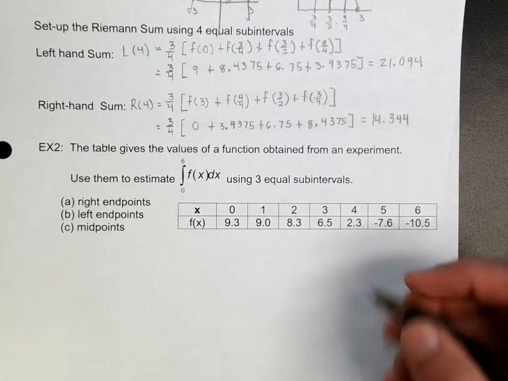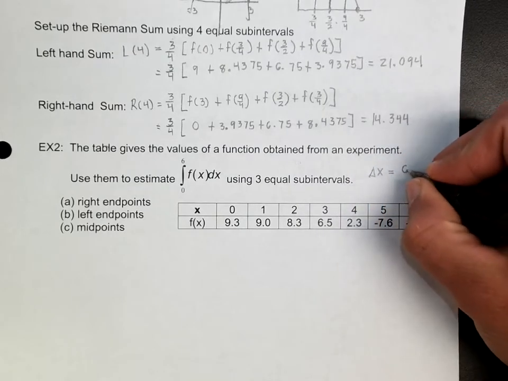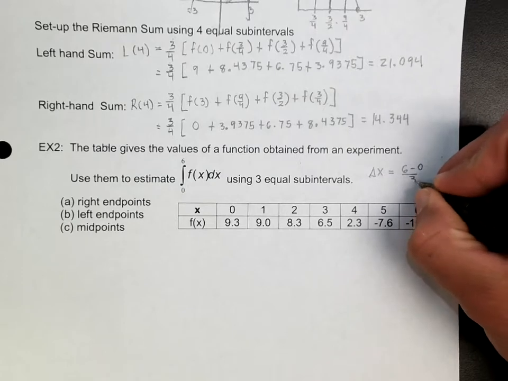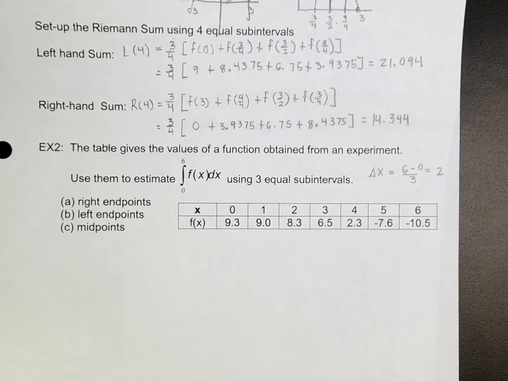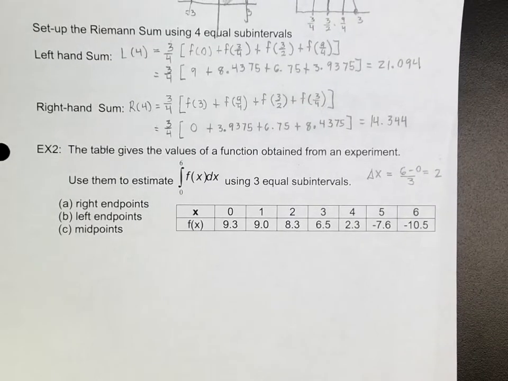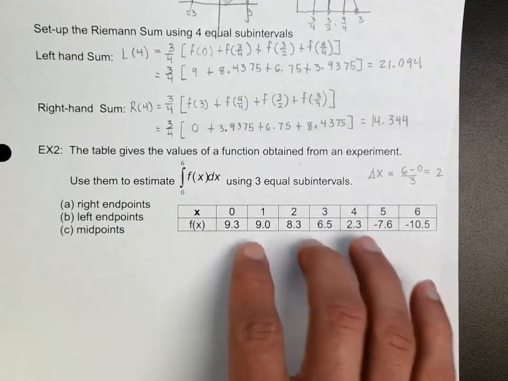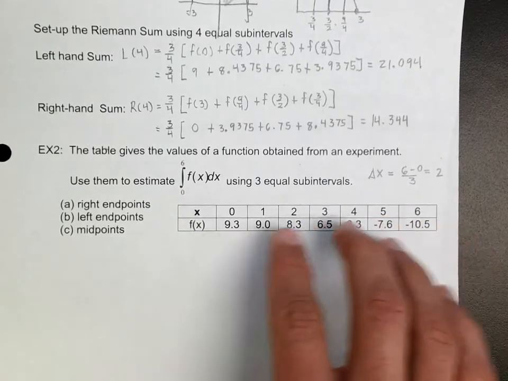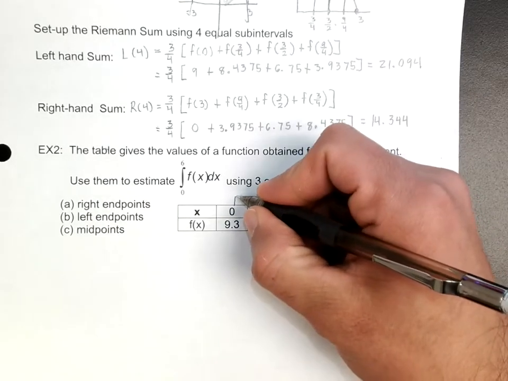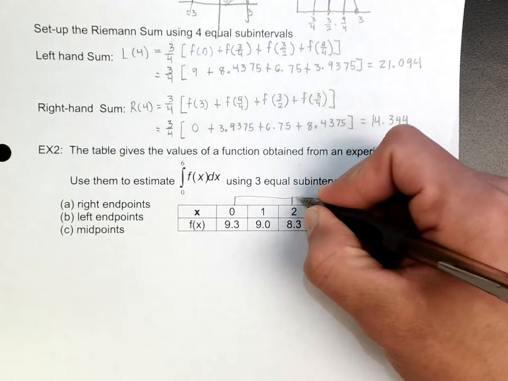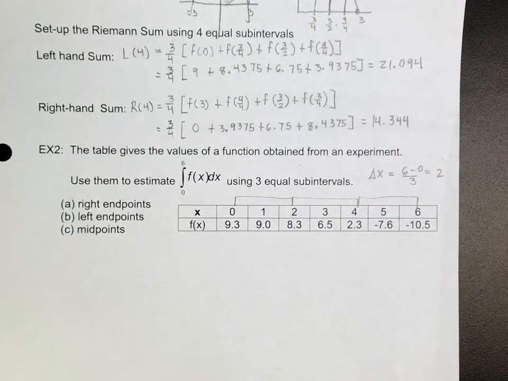First of all, delta x is going to be equal to 6 minus 0 over 3, which in this case is still going to give us 2. So the width of each rectangle is going to be 2. Now, to divide this into 3 subintervals, just look at this and divide it into 3 even parts. That's going to be 1, 2, and 3. Those are the subintervals.